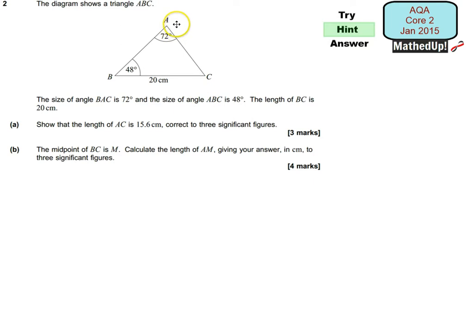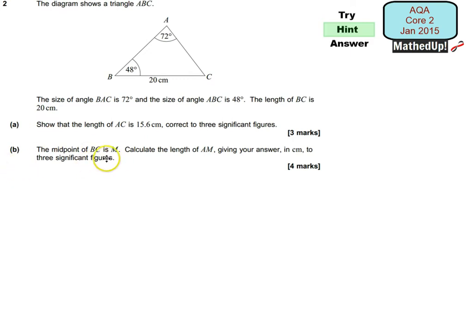Now, because I know angle A and the side opposite angle A, and I also know angle B, I should be able to use that information to work out what the angle opposite B is. So I think here we might need to use the sine rule. Okay, so that's my hint for part A.